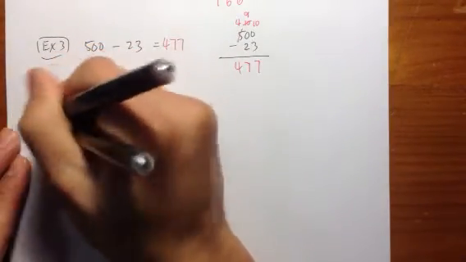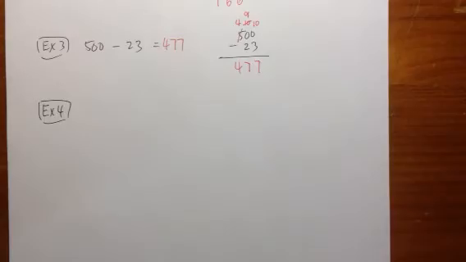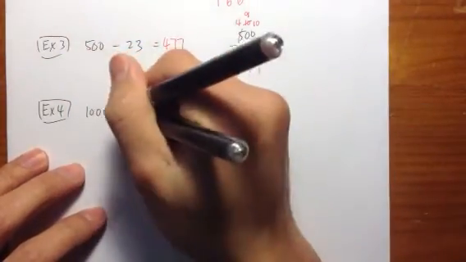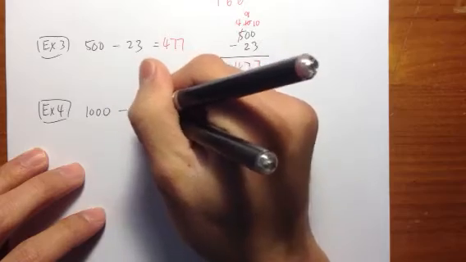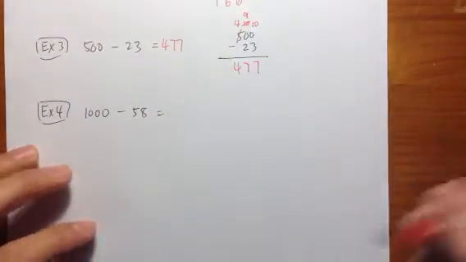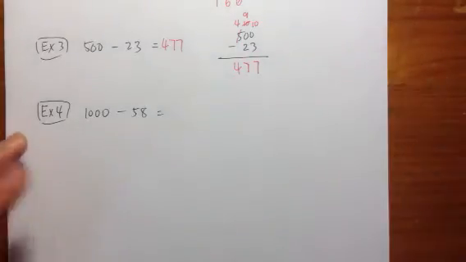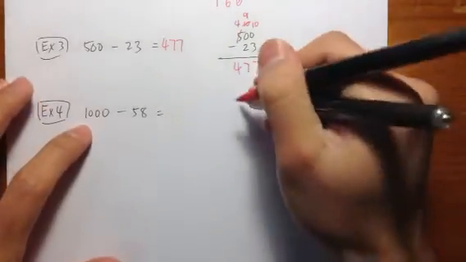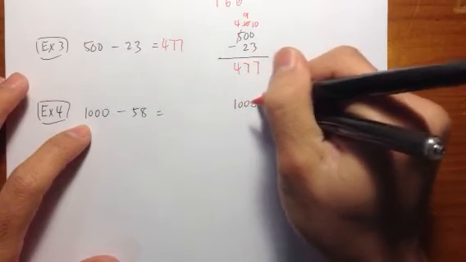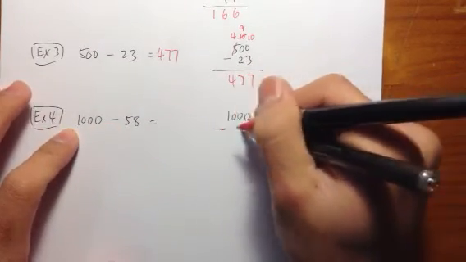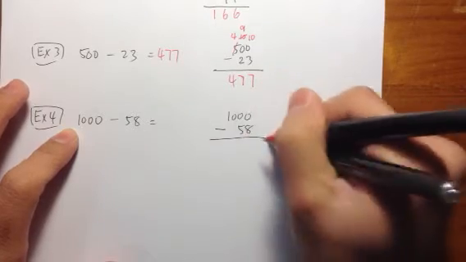Next one, example number 4. So let's do something that's crazier. Let's do 1,000 minus 58. So let's practice this kind of borrowing again. So let me write down 1,000 first, right? Because it's coming first, right on the top. Minus 58.